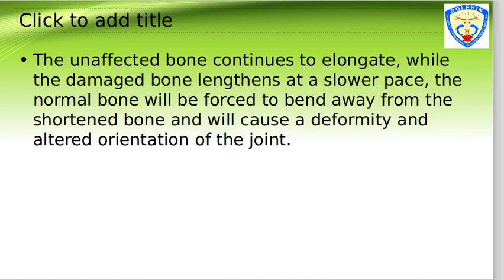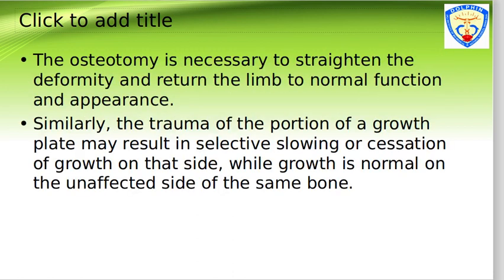The normal bone will be forced to bend away from the shortened bone and will cause a deformity and altered orientation of the joint. So this is what exactly happens at the site of injury, which results in the deformity, and we correct this deformity by using osteotomy. Osteotomy is necessary to straighten the deformity and return the limb to normal function and appearance.